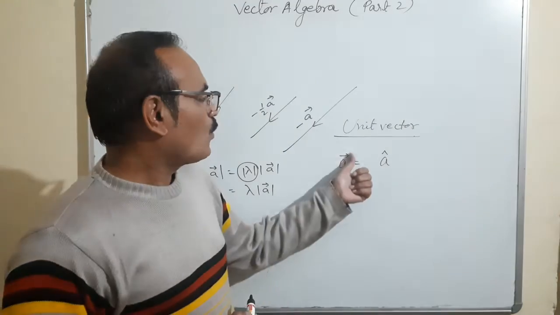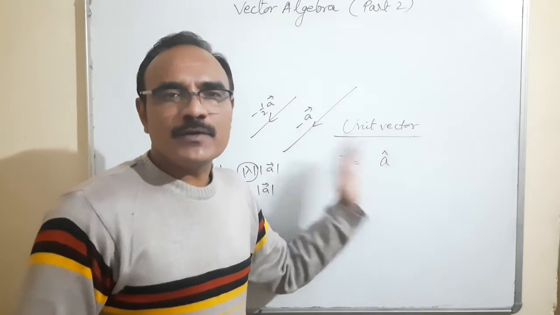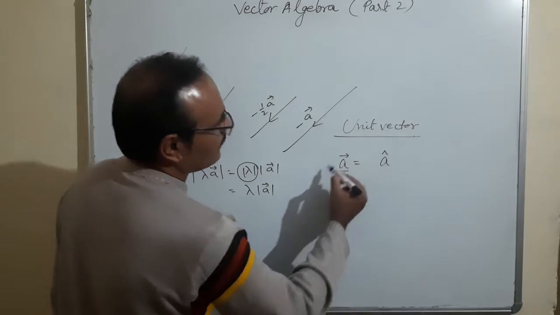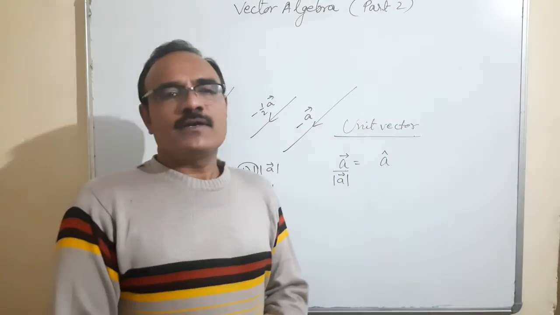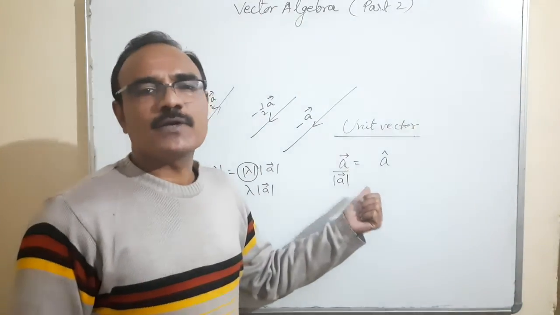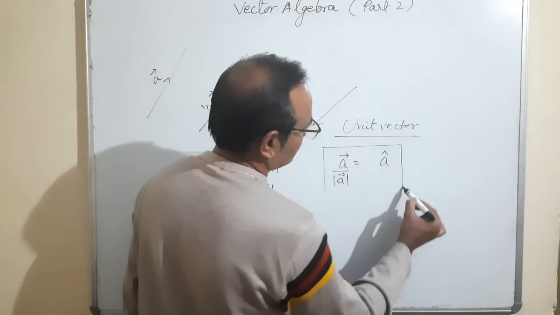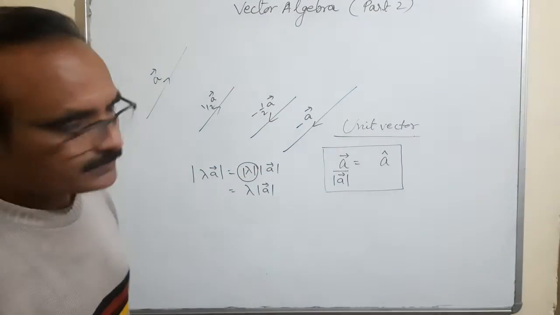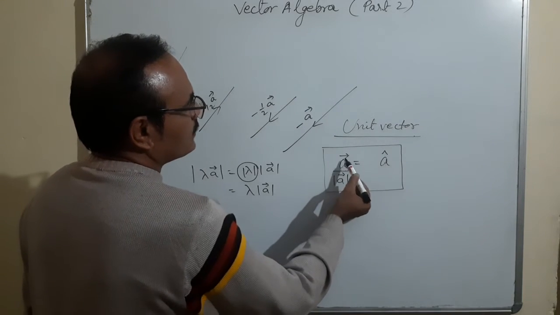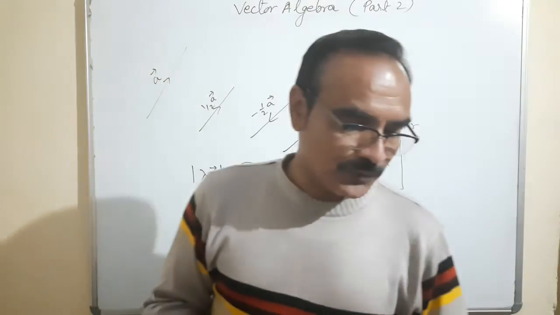So what should I do? Whatever the magnitude of this vector, if we divide by the magnitude, then it becomes a unit vector. So I write vector A upon the magnitude of vector A. This becomes a unit vector. So when we find the unit vector of anything, we simply divide the vector by its magnitude. So this is the concept of unit vector. Got it? So unit vector A cap is equal to vector A upon magnitude of A. This is the definition of unit vector.